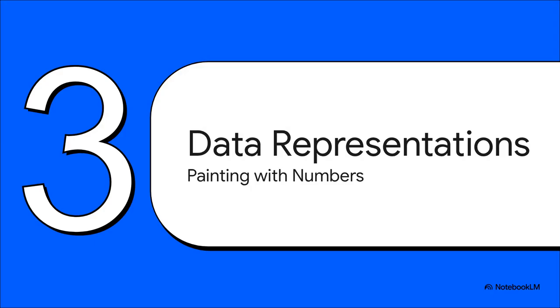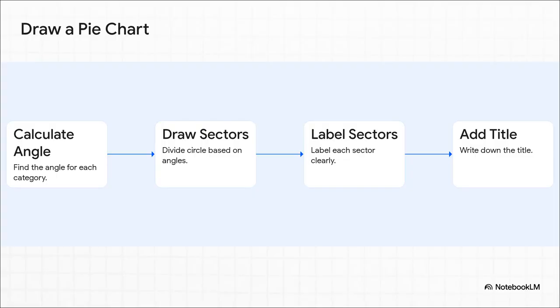Step 3. Constructing data representations. Painting a picture with numbers. Let's move to and see how this builds in practice. Say we want to construct a pie chart. You can't just draw slices willy-nilly. It's actually a very precise mathematical process. Step 1. You've got to find the angle of the sector for each category. Step 2. You draw a circle and divide it into sectors based on those exact calculated angles. Step 3. Label each sector clearly so it actually makes sense. And Step 4, this is super important, always write down the title of the pie chart.